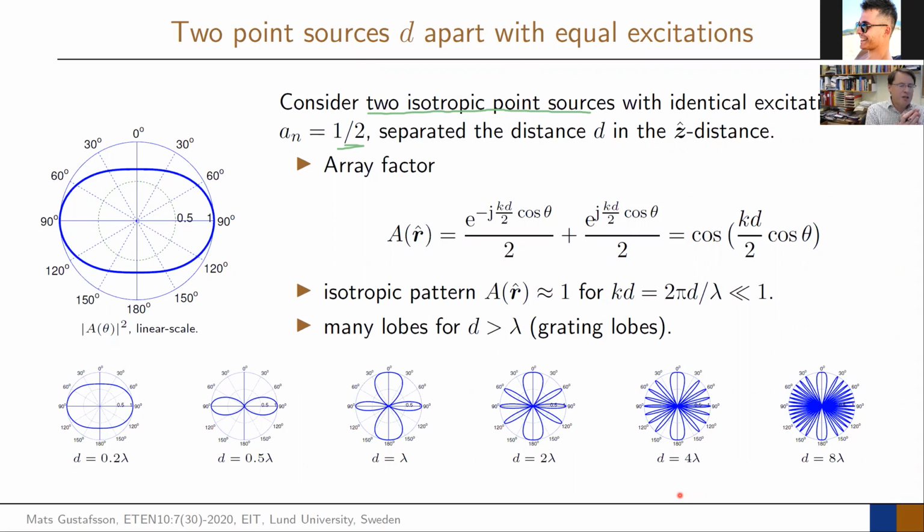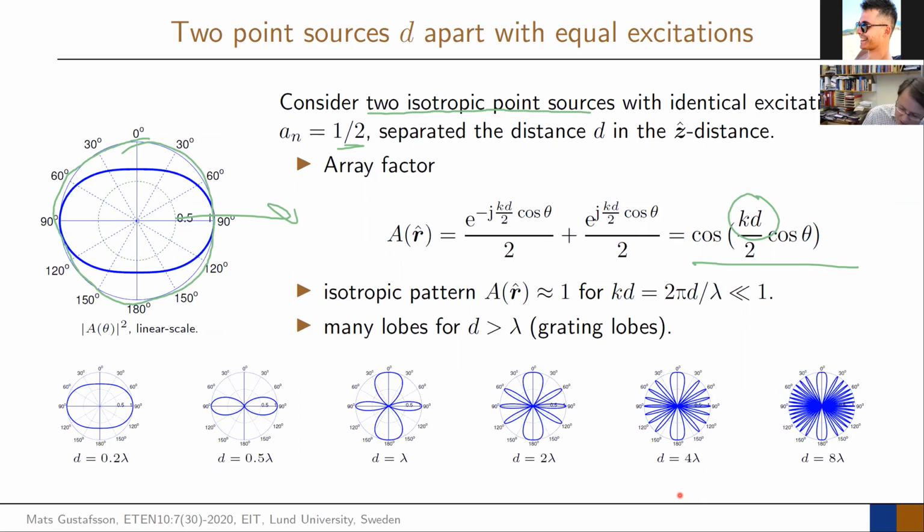So maximum radiation always in the broadside direction. Constructive interference always in this direction. We can compute the array factor, and it's exactly what we had in the previous case, but now we also have the distance measured in them. So there we have this KD. So if I increase the distance, KD is increasing. If KD is equal to 0, this is just cosine of 0, and it's 1. So if the distance would be very small here, it will just be equal to 1 in these cases.